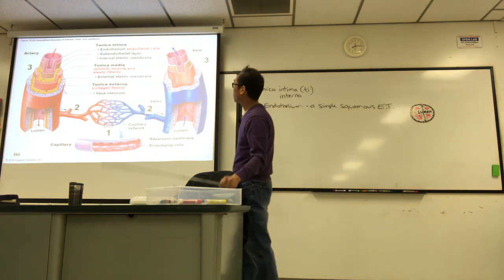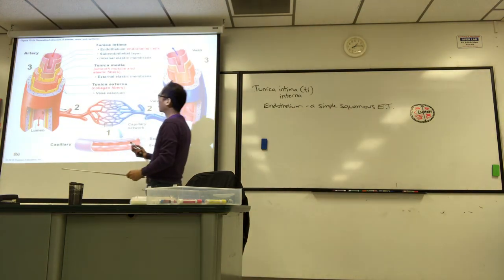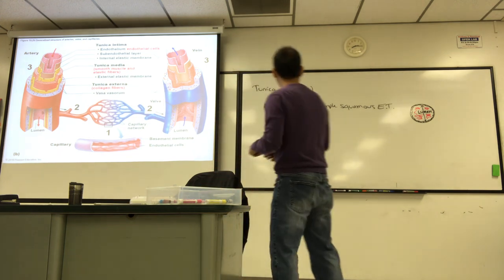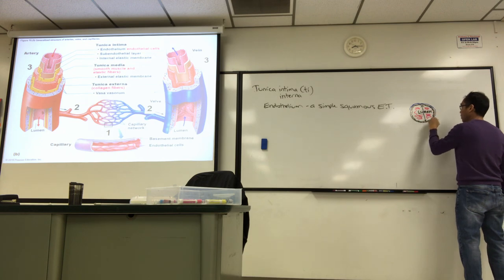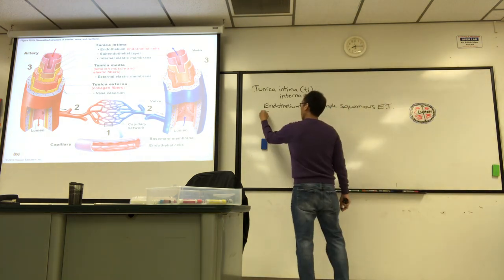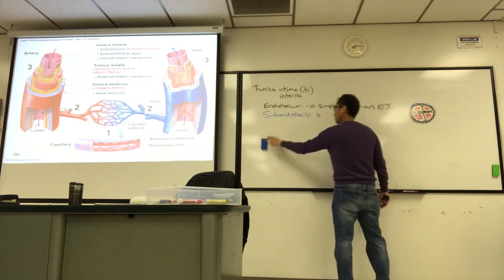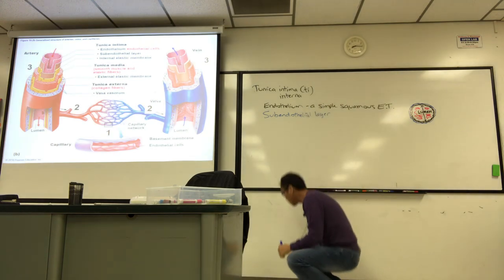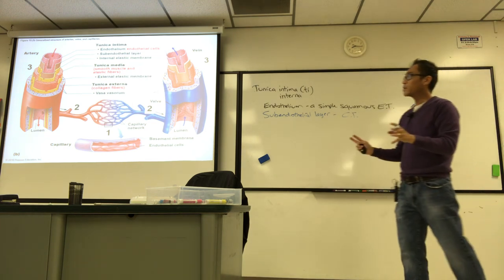Well, anyways, within the tunica intima, surrounding the endothelium is the subendothelial layer that they illustrate there and there. It's kind of like a basement membrane for the epithelium. So think of some connective tissue surrounding the endothelium. Call it a subendothelial layer. It's basically connective tissue. CT, connective tissue. That's still considered within the TI.